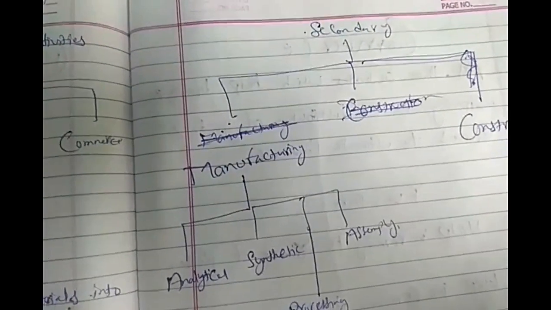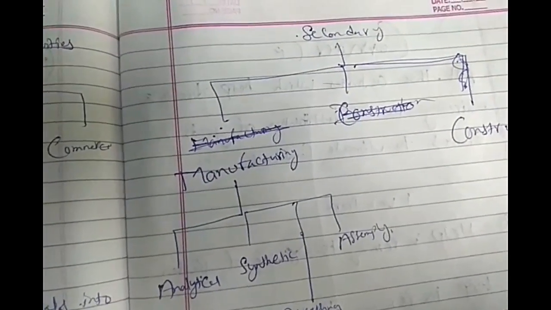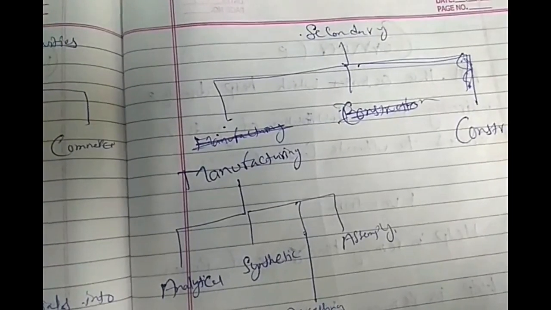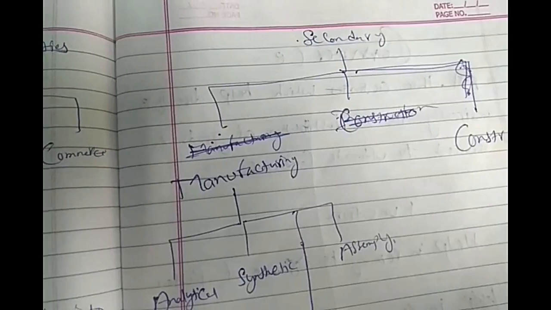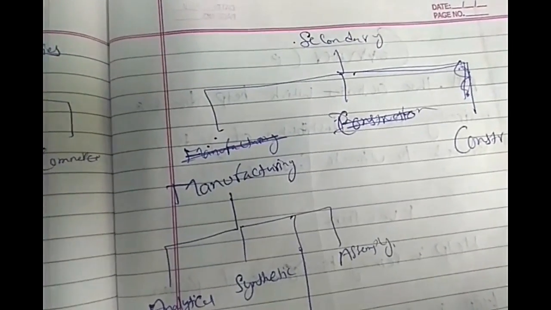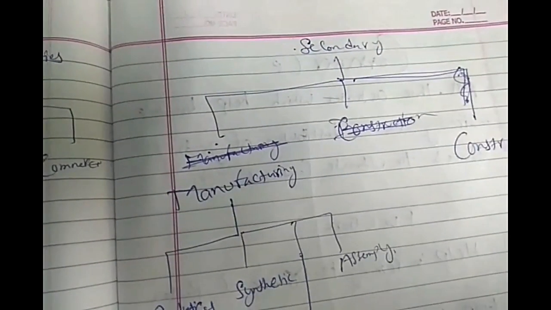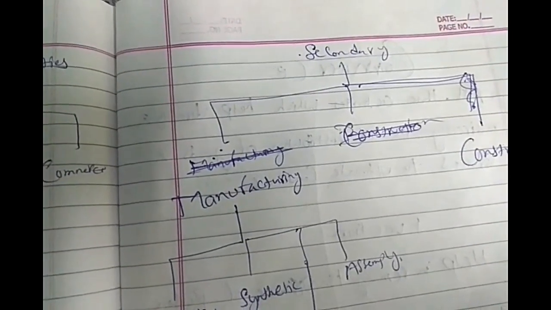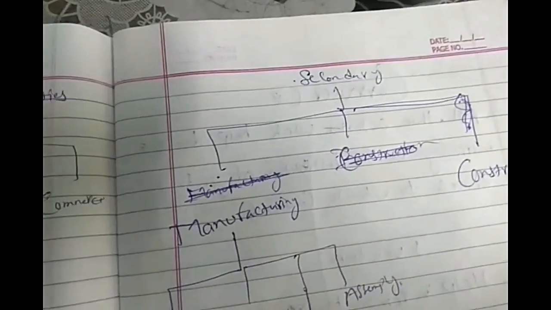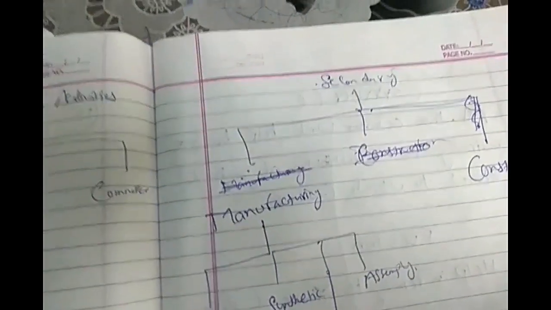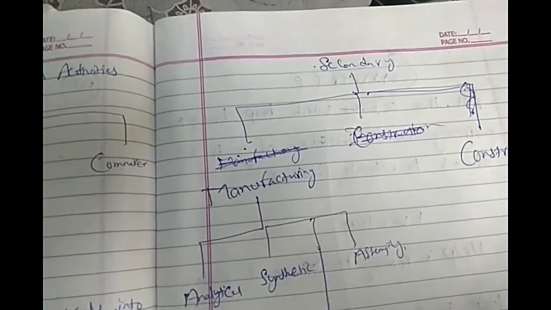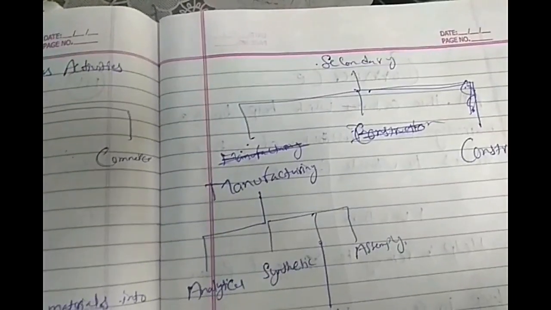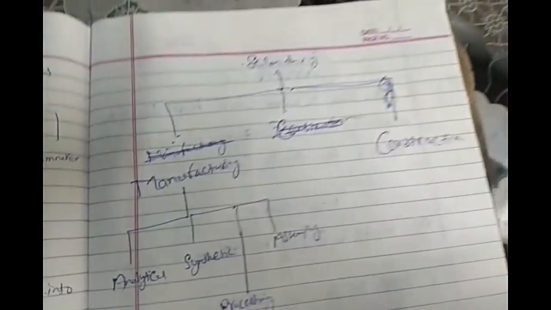Secondary industries are those industries which make use of the material or product extracted and produced by the primary sector or primary industry for further production, or for producing finished or semi-finished goods. These are also categorized in two categories, that is manufacturing and construction.